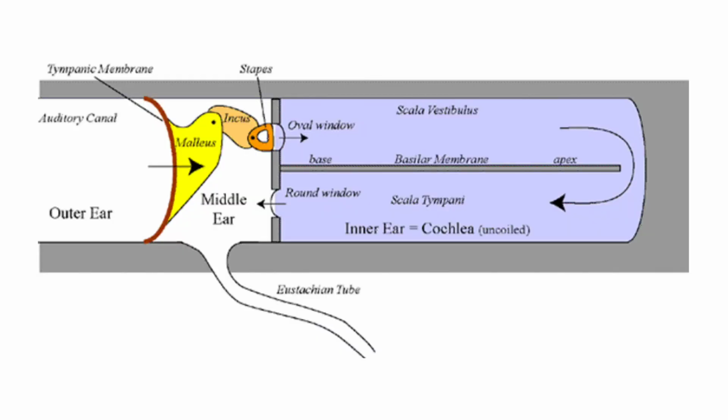So here we can see the scala vestibuli, scala media, scala tympani, and the helicotrema by which they are joined. Another important point is that this scala tympani is connected to the middle ear by another window. Above we have seen that the footplate of stapes is connected to the internal ear via the oval window. Whereas here this scala tympani is connected to the middle ear by another window which is known as the round window, and this round window is covered by a flexible membrane which is known as the secondary tympanic membrane. The direction of movement of the oval window and round window will be in opposite sides.